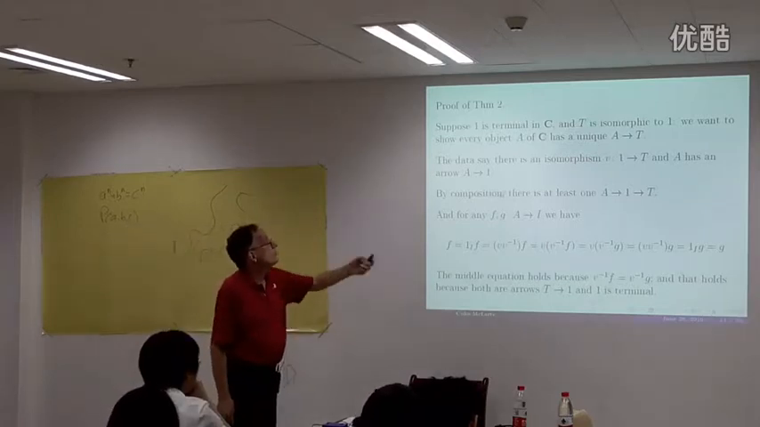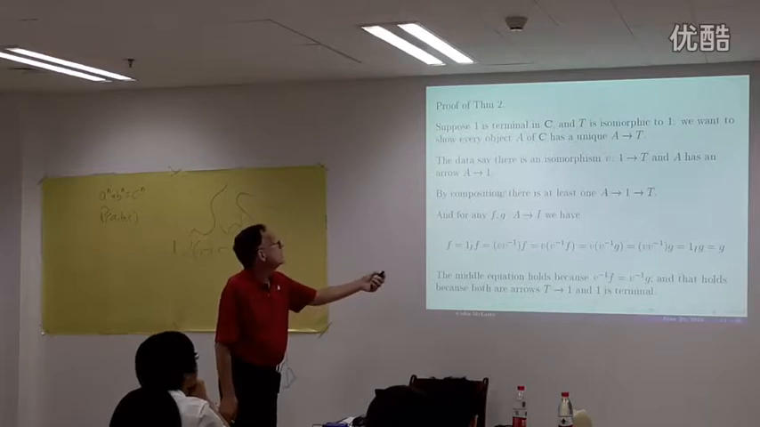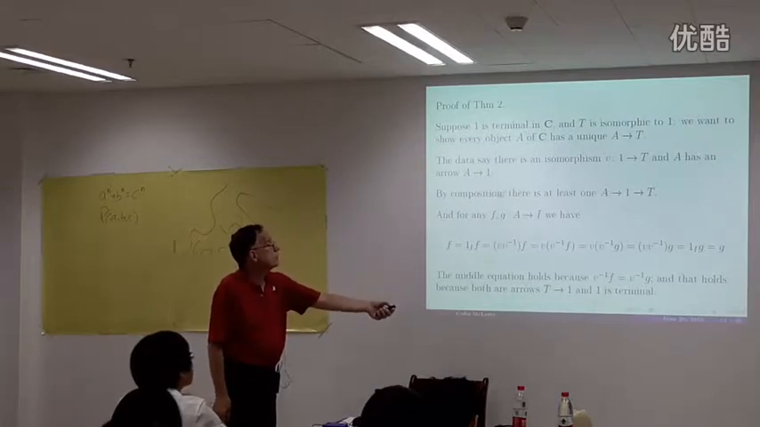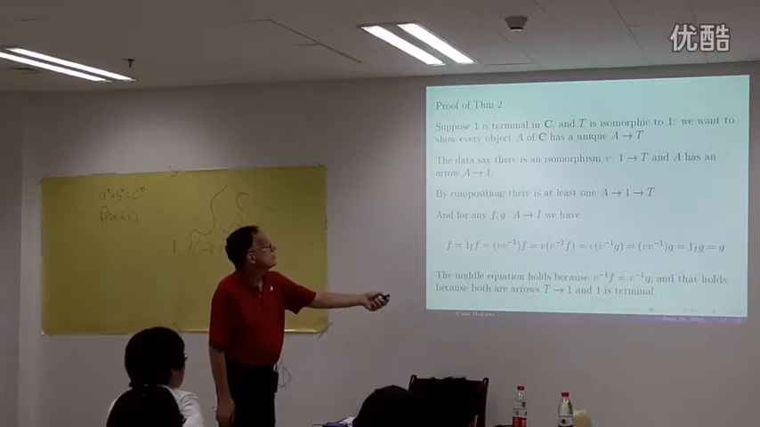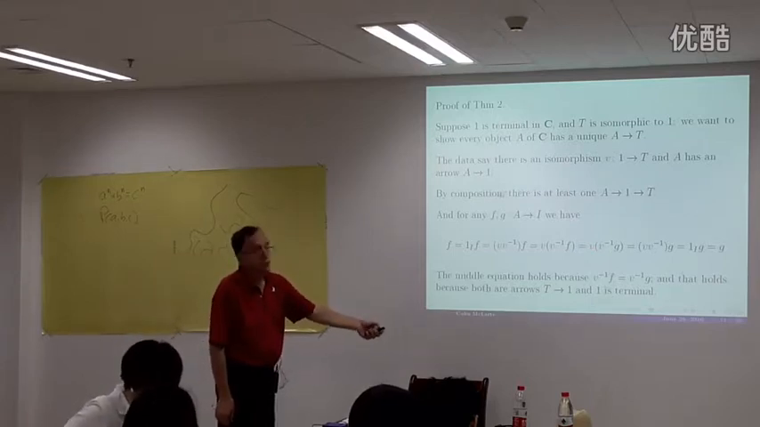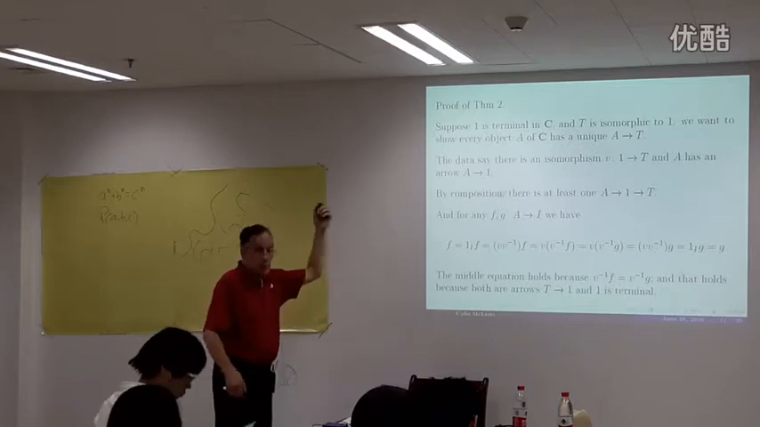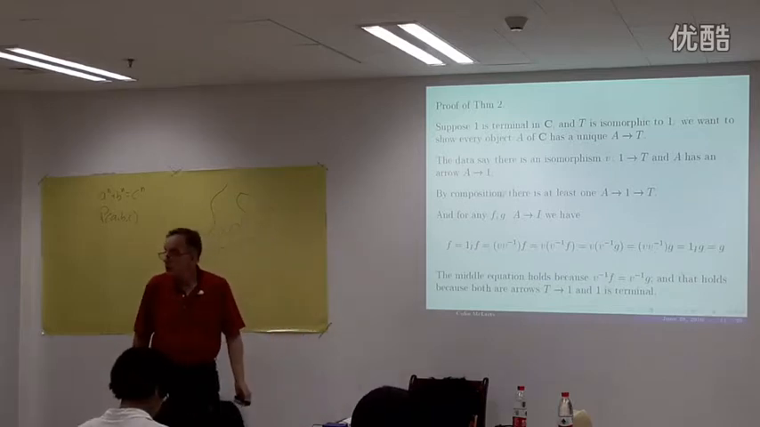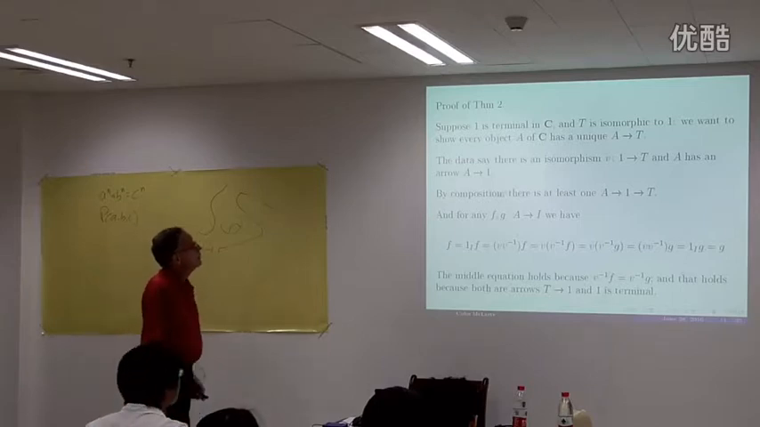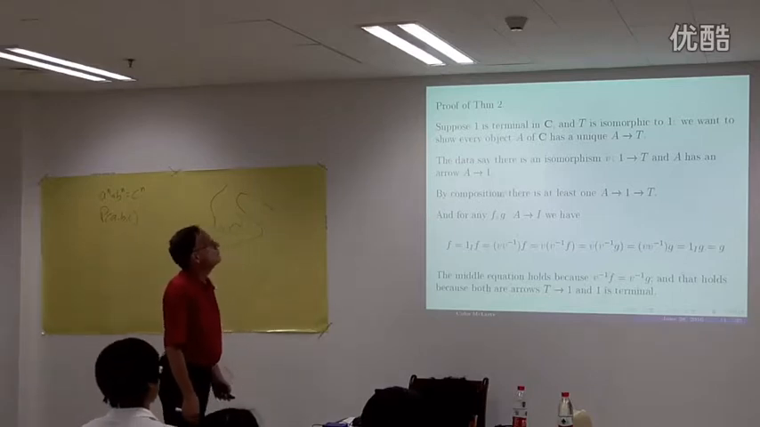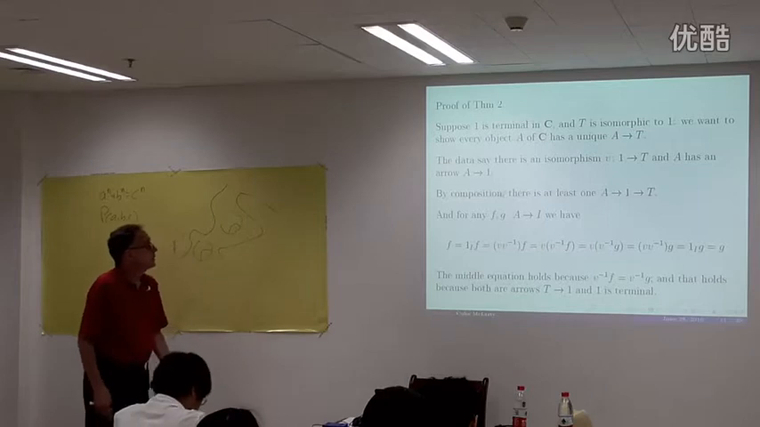Since 1 is terminal and isomorphic to T, everything has at least one map to T, but it can't have more than one, because since this is an isomorphism, any map to T factors through it. So it factors through 1, and so it's unique. So we're just going directly from the data.